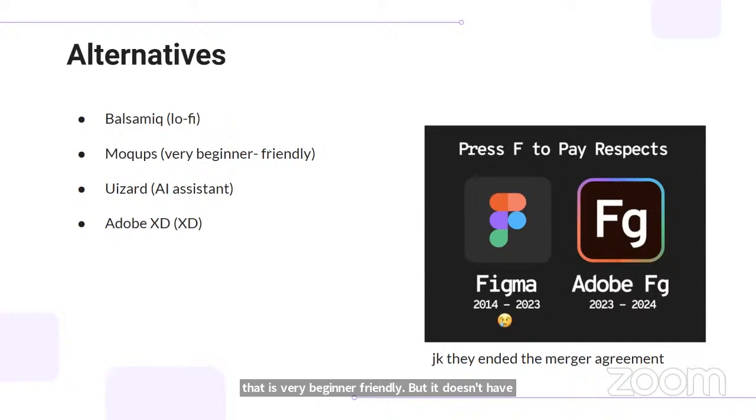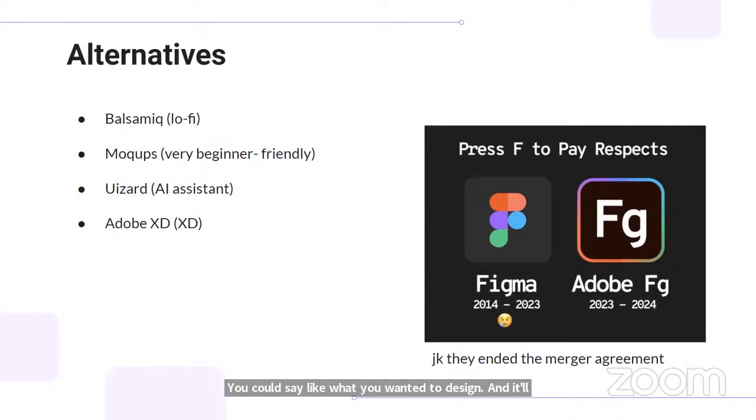And then there's Wizard. I haven't tried this one, but it has an AI assistant. I heard it's not very good, but it's there. You could say what you want it to design, and it'll try to make a wireframe for you.